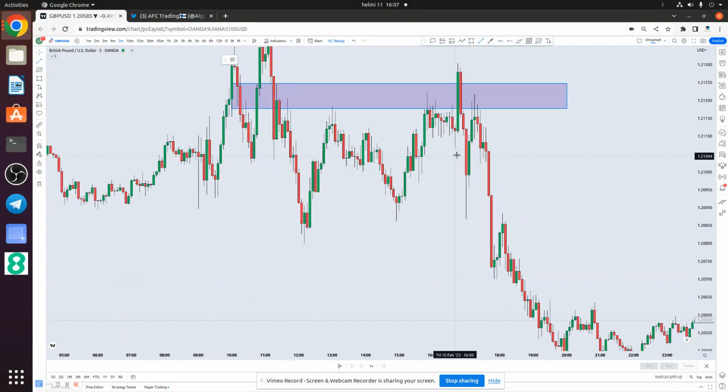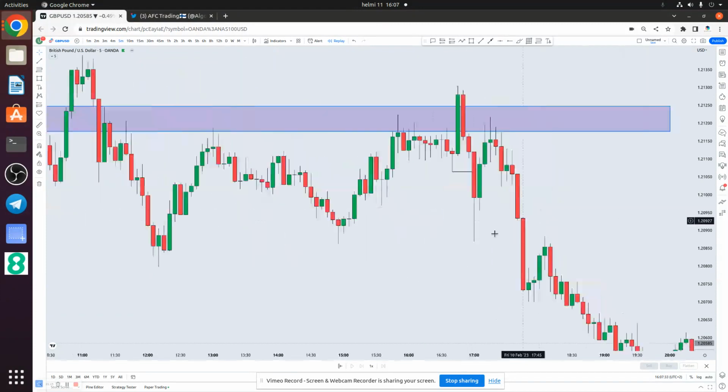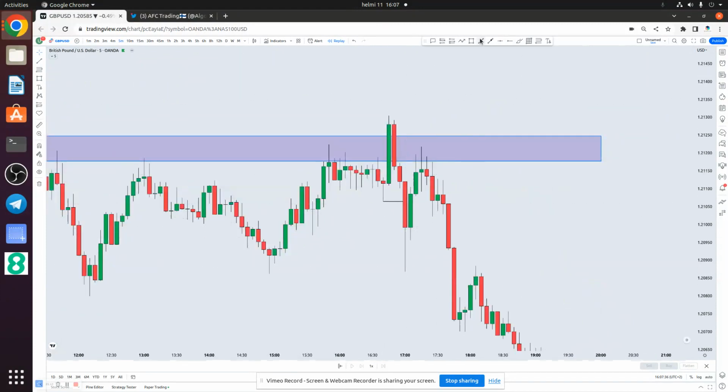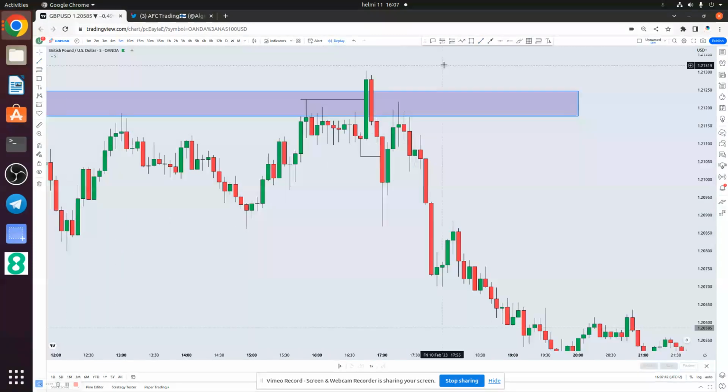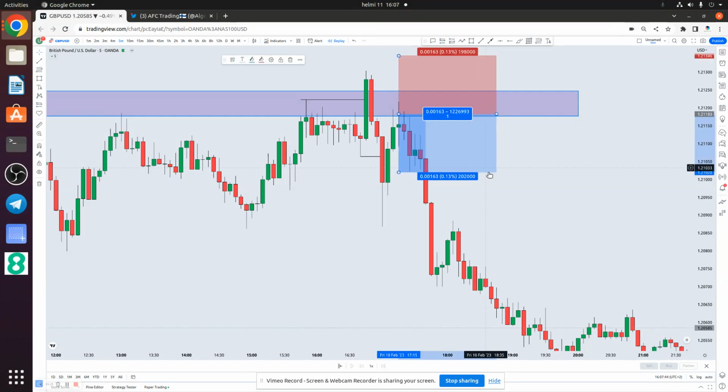Now we have a shift in structure. This is in the New York session. A shift in structure after a grab of liquidity. Then your entry goes right here.